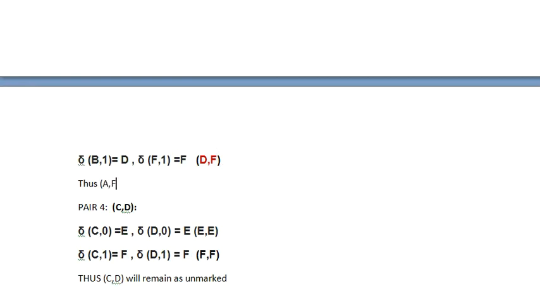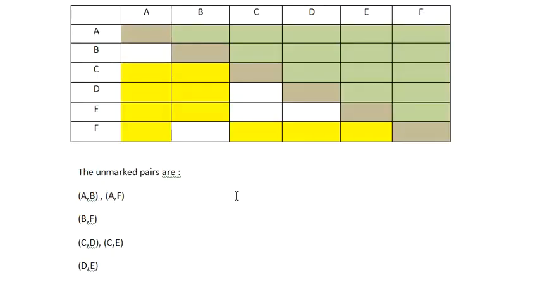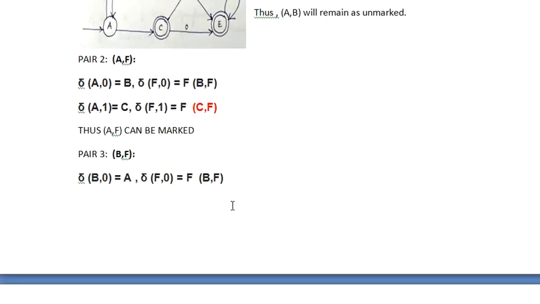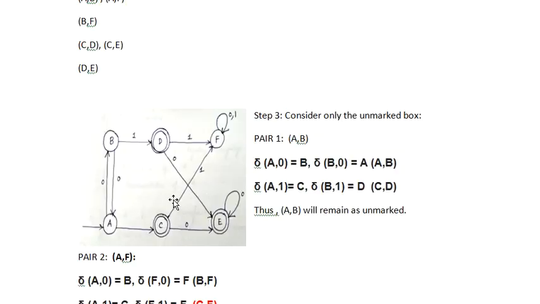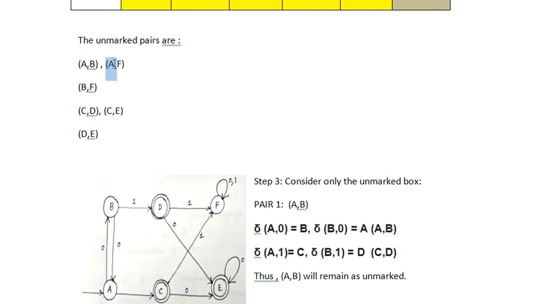Therefore I can say that the pair B comma F can be marked. Clear? So if it can be marked, then I can mark it over here. So B comma F can now be marked. This is done. Now pair number 3 was also successfully done. Pair number 2 and pair number 3 you got as the marked ones, correct? Now move to pair number 4, pair number 5 and pair number 6.